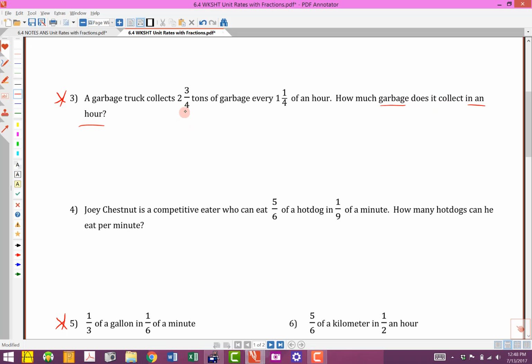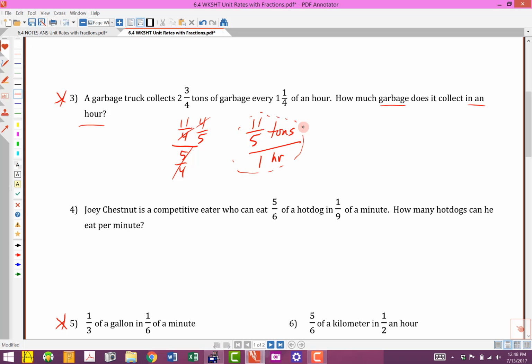So we're going to do the garbage on the top, and again, I'm going to go ahead and change this to an improper fraction. So 2 times 4 is 8, plus 3 would be 11/4. We're going to divide that by 1 1/4 hours, which would be 5/4. And you'll notice what's going to happen here when I take this and I flip it over. So the 4 goes on the top, the 5 goes on the bottom. Look at those cancel. So we get 11/5, and that would be tons per 1 hour. Whoops. 1 hour.